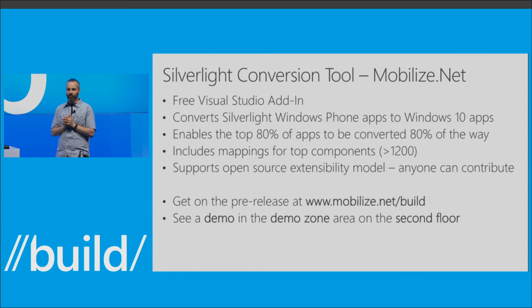So we have partnered with Mobilize.net. They have a booth upstairs, in the back corner. Go talk to them. They have a tool coming out, and you can sign up to be on their beta. They're going to convert. There's over 1,200 mappings they've done. We've provided them a list of the top used APIs, and they're starting out with 80%. They're going to keep working on it. It's going to be open source. Users can contribute to it.